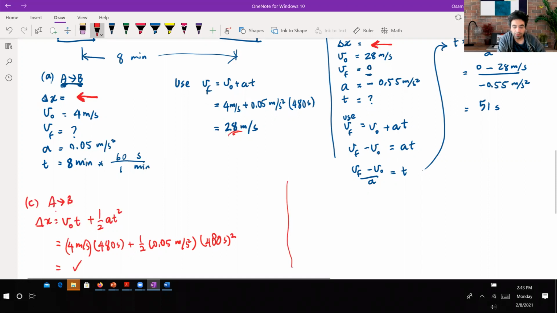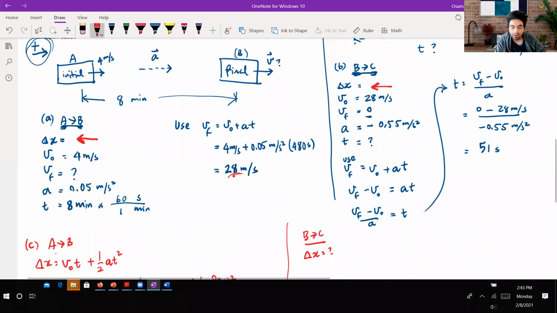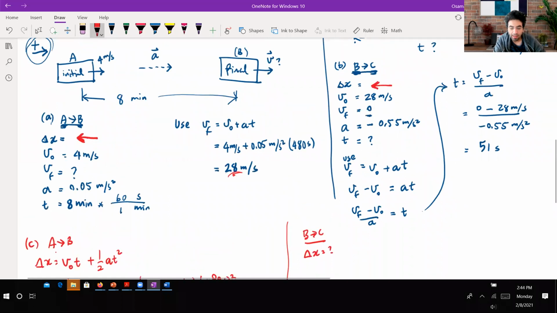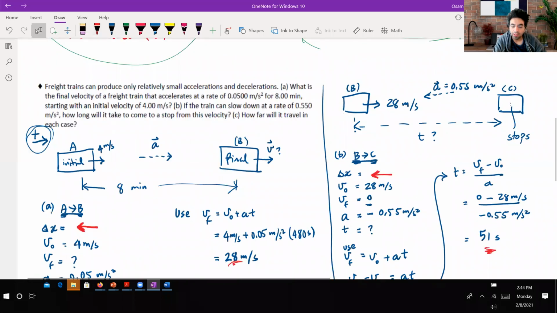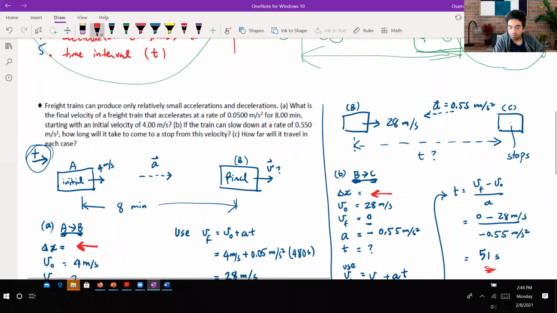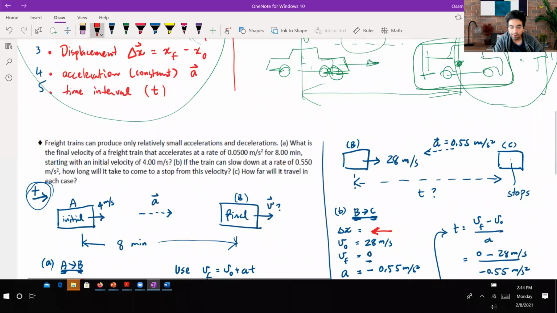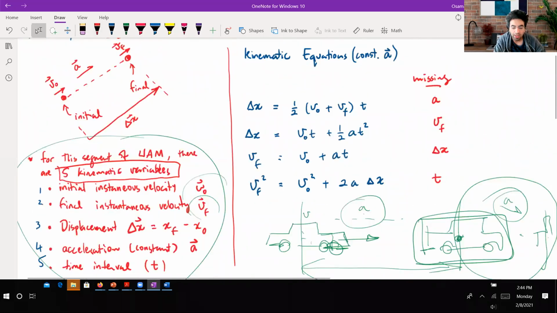You could do a similar thing for this part, in which I'm thinking about the displacement from B to C. And again, I can use any equation because now I have everything. I have the initial velocity, the final velocity, the acceleration, and I calculated the time. So I can really use anything. But suppose I don't have the time. Suppose I don't know the time, maybe I made a mistake here, so I don't want to use this value.